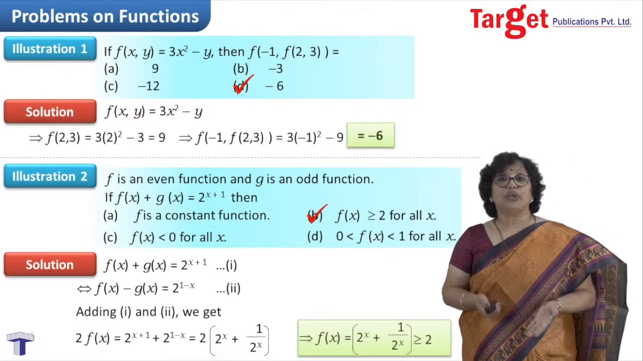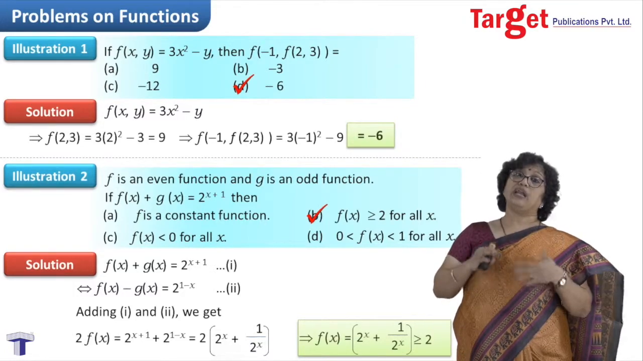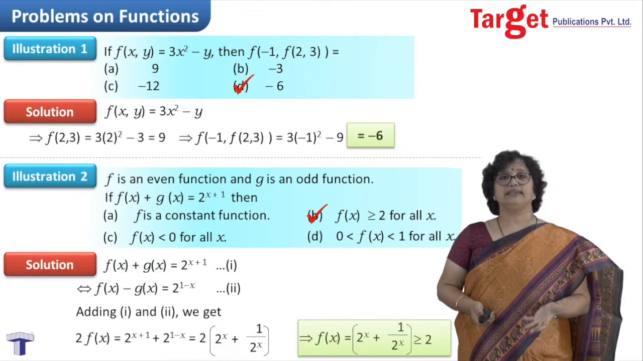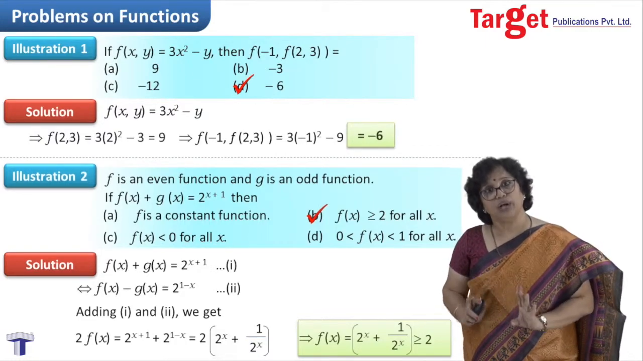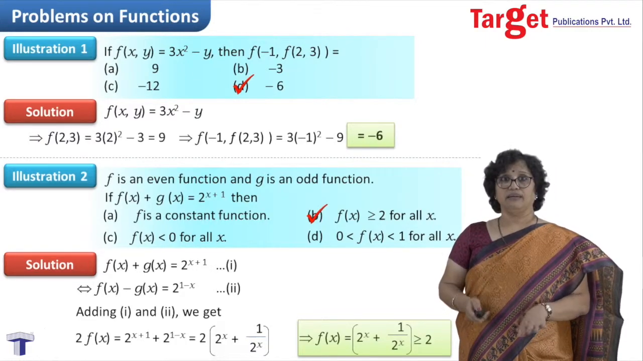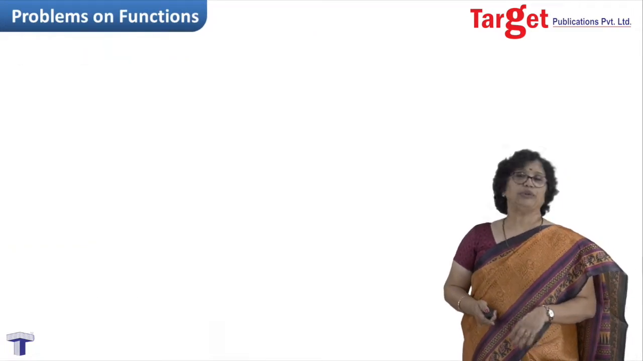No, because it is 2 raised to x plus 1 upon 2 raised to x. You are adding two positive quantities. So obviously f(x) is a positive quantity, not negative. So the other three options also I have ruled out logically, right? Now let us move to the next one.